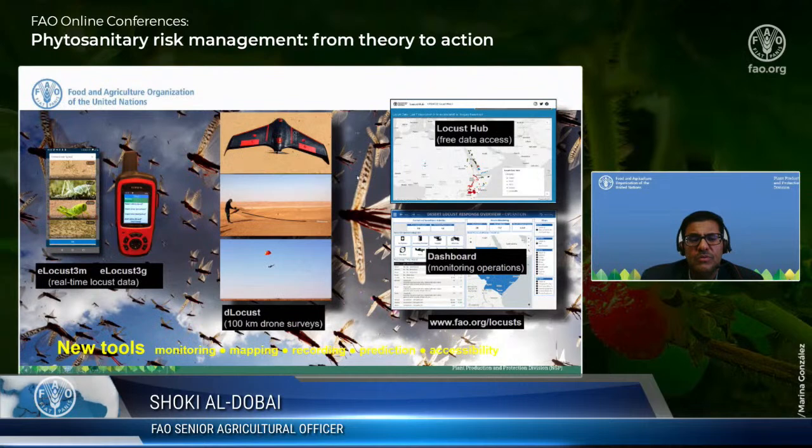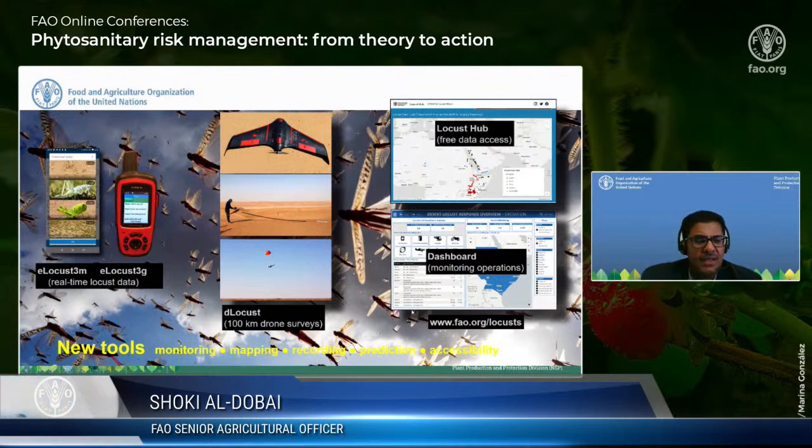We already have these drones operational in many countries in West Africa, the Central Region, which is the Near East, and also East Africa. It's very effective. It's very helpful also to reach the areas that cannot be reached by the ground teams. And then, in collaboration with ESRI, we developed the Locust Hub, where we have up-to-date data. Anyone can access this Locust Hub. You can see the situation, all these operations in the field, the situation of the desert locust breeding and so on.